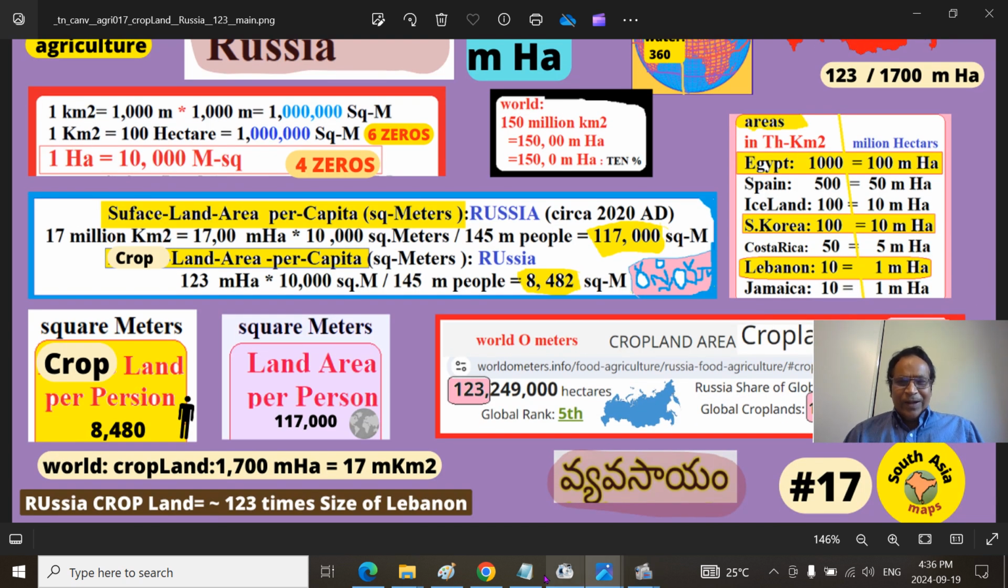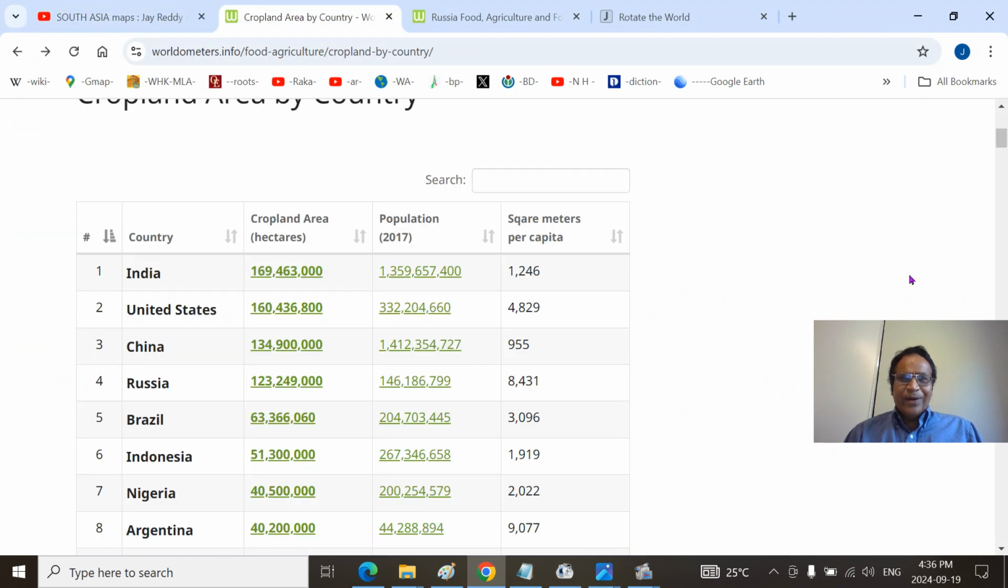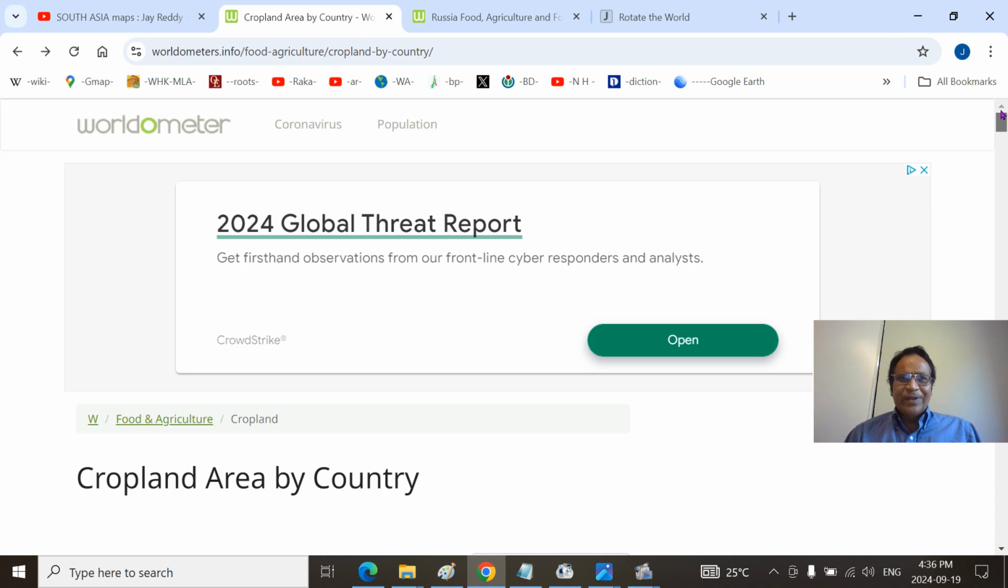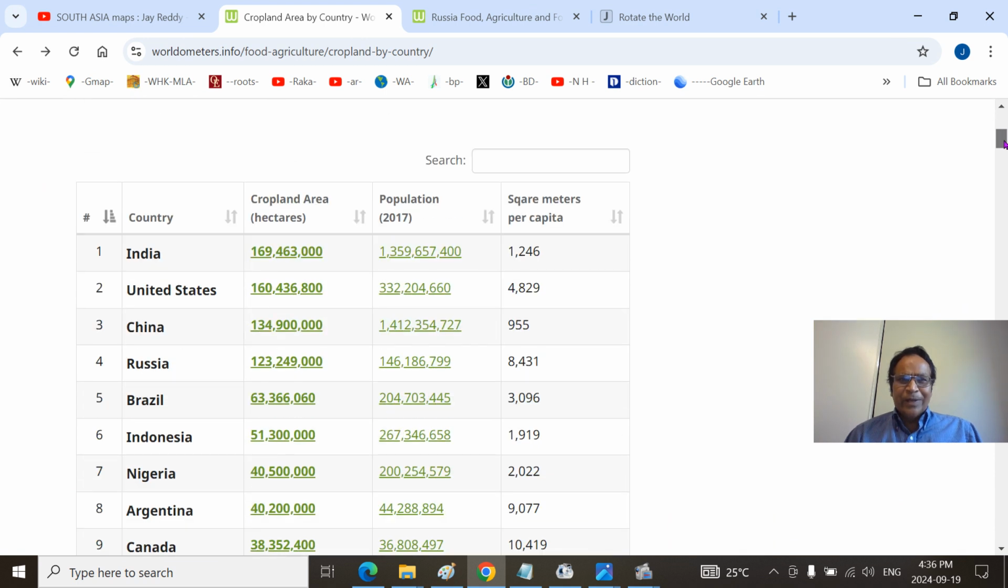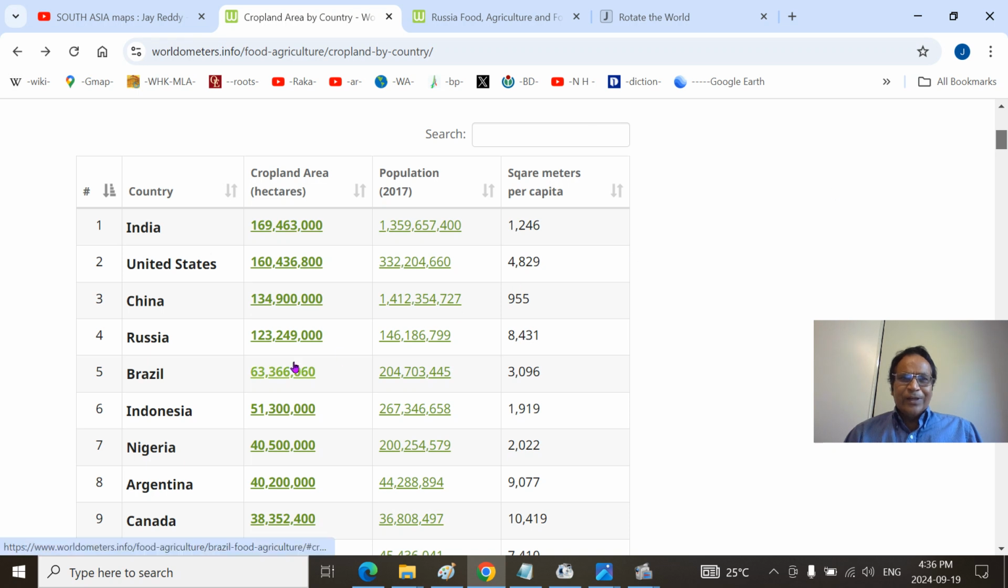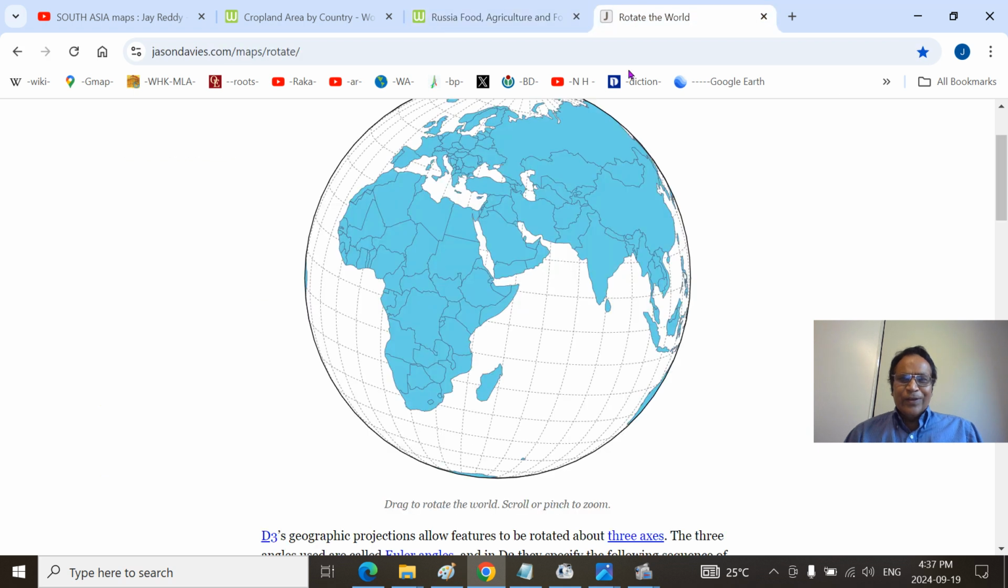So what did we learn today? That is exactly where I have taken the statistics from. Sometimes if I take from another place, it will be a little different. So Russia has 123 million hectares of cropland. Exactly, they are saying the same thing, 123, and 1700 is in the planet Earth, cropland in Russia. So what did we do?